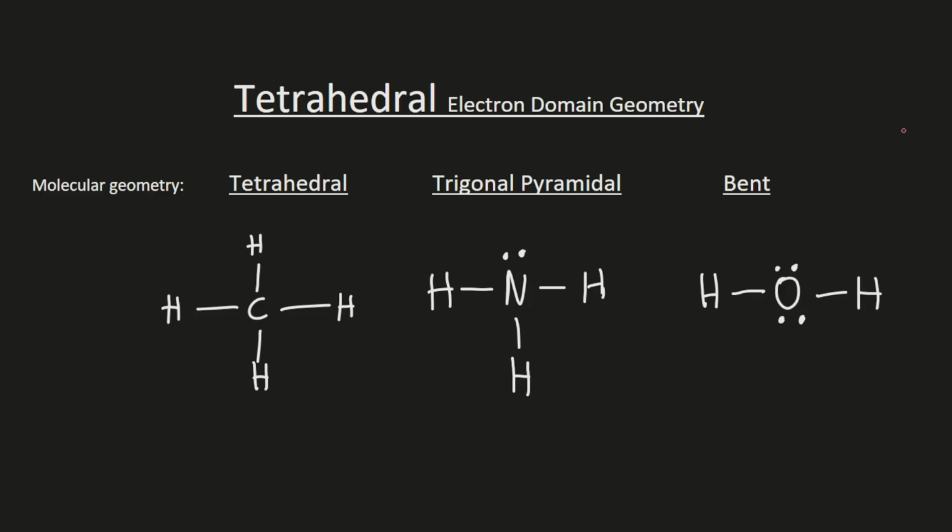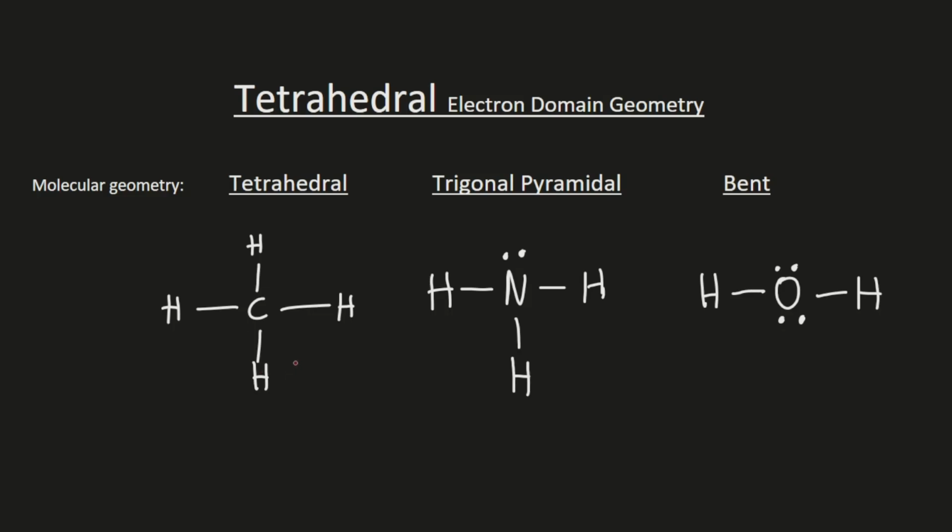For a molecule with a tetrahedral electron domain geometry, there are three possibilities. We have tetrahedral, trigonal pyramidal, and bent. If there are no lone pairs, the molecular geometry is tetrahedral. If there's one lone pair, the molecular geometry is called trigonal pyramidal. And if there are two lone pairs, the molecular geometry is also called bent. For example, CH4, NH3, and H2O all fit under the category of having a tetrahedral electron domain geometry.